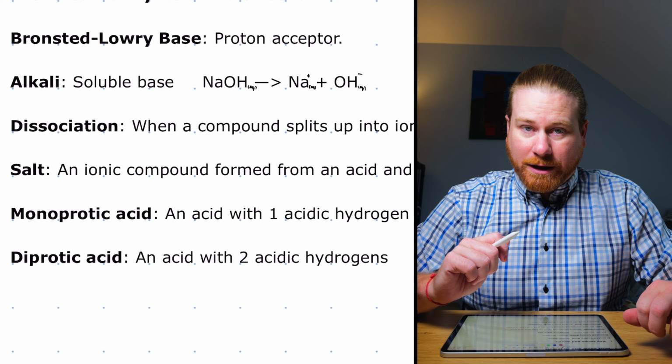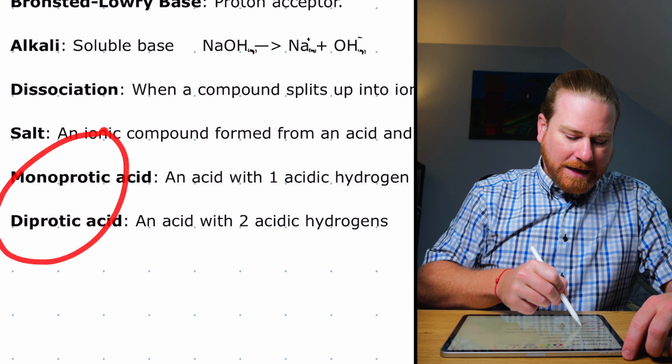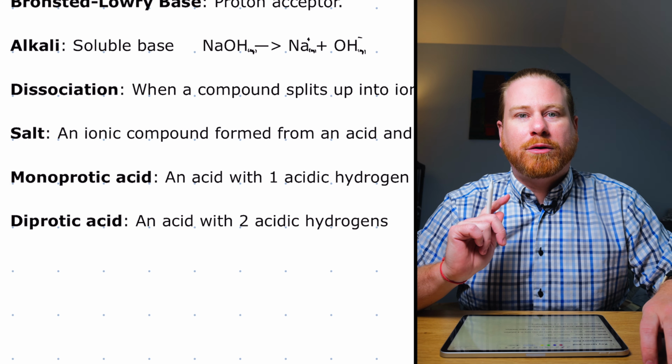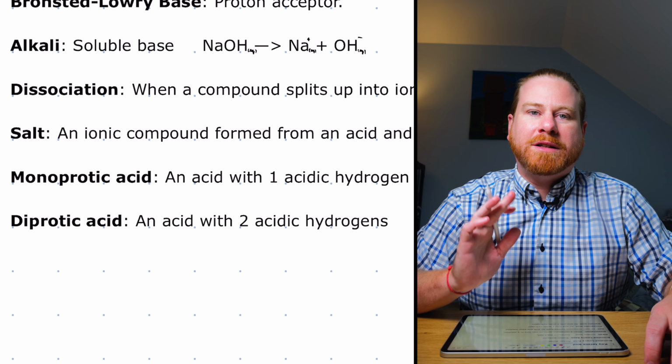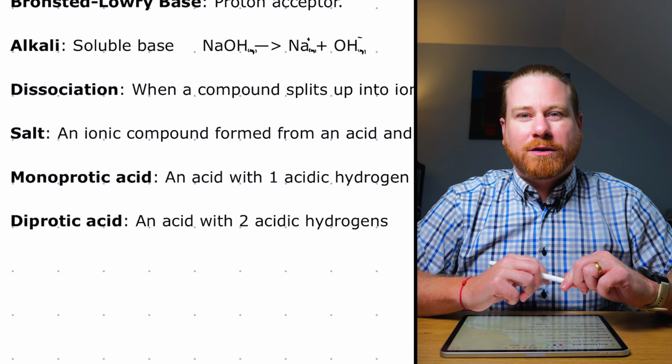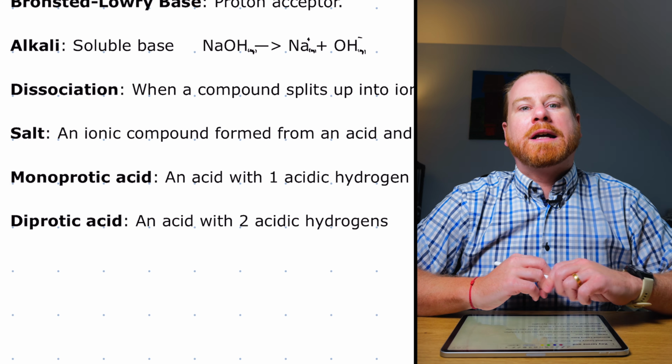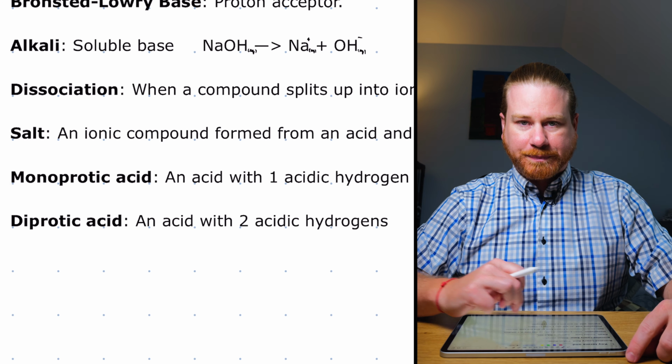And finally, we've got some different types of acids. So we've got monoprotic acids, which are acids that contain only one acidic hydrogen. And diprotic acids are acids that contain two acidic hydrogens. Acidic meaning it is willing to donate them.